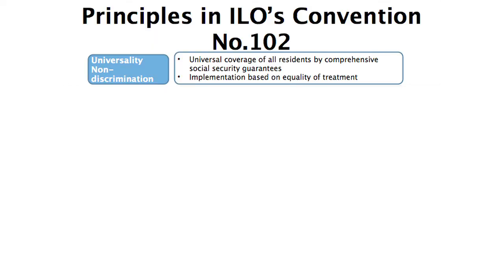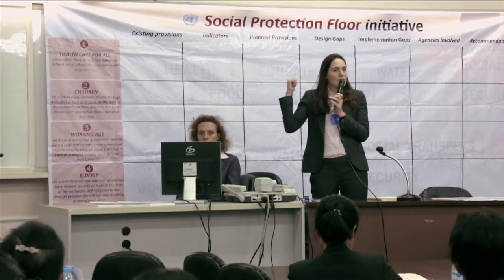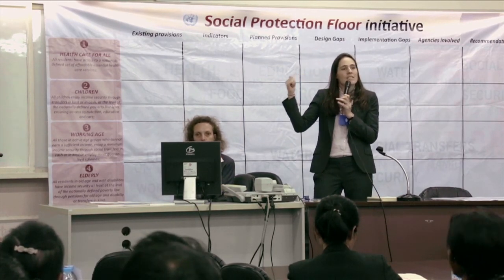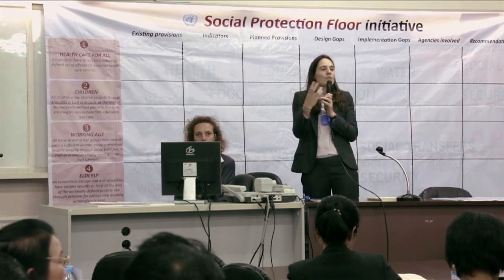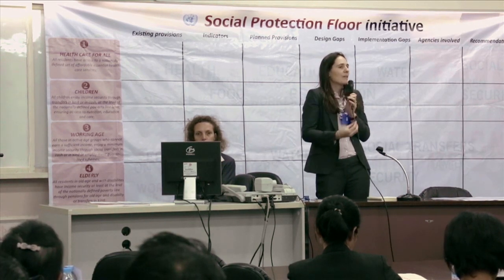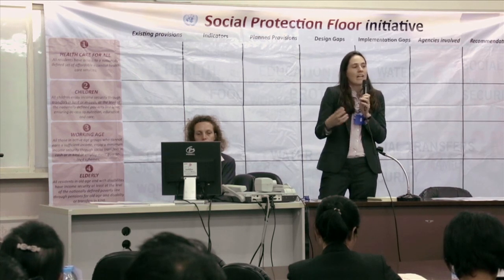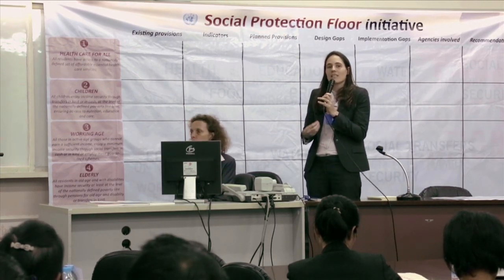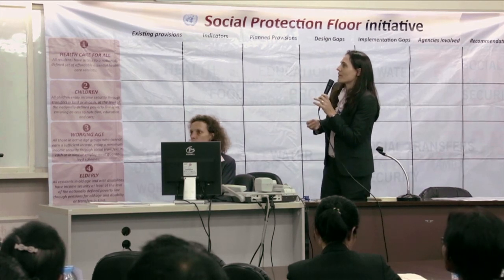The first very important principle is universality and non-discrimination. The social security scheme should provide universal coverage for all residents, and it should be based on implementation of equality. This principle, which was included in 1952 with the Convention 102, it's interesting to see is one of the core principles of the new recommendation for the social protection floor. It really re-emerged as a priority for establishing social protection.